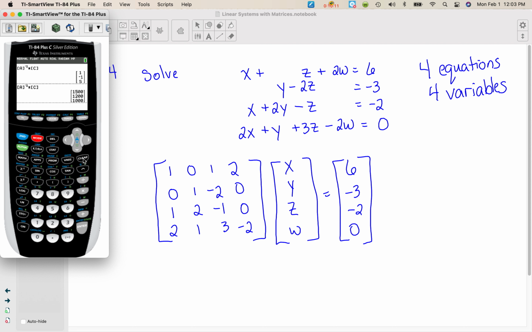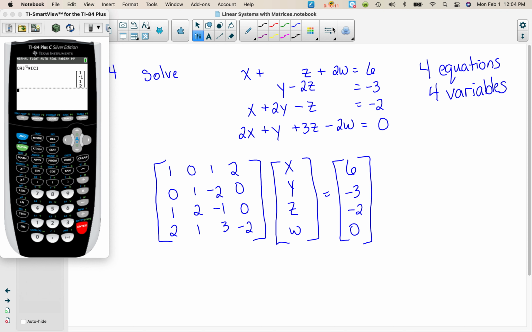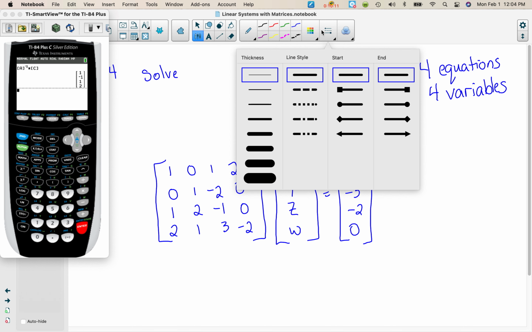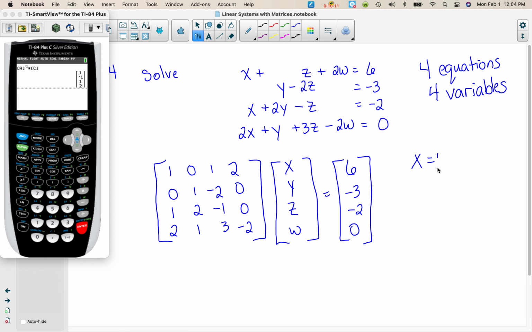Okay, so notice this time, I'm going to go ahead and clear this. If I go second matrix, notice I now have a 4 by 4 matrix and a 4 by 1 matrix, which is what you should have. So I'm going to multiply matrix A inverse times matrix C. I could have put all these in matrix B if you want to. It doesn't really matter. And so I get my answers. So we would have x equals 1, y equals -1, z equals 1, and w equals 2. And those would be my solutions.